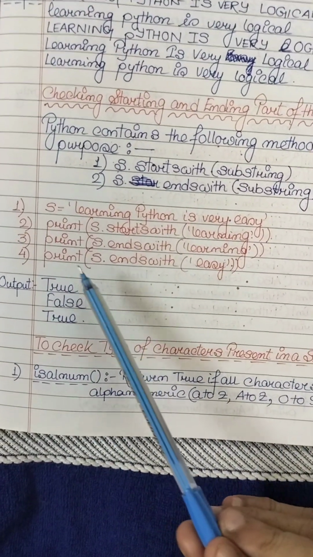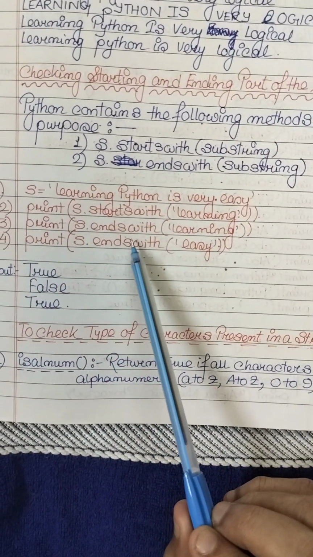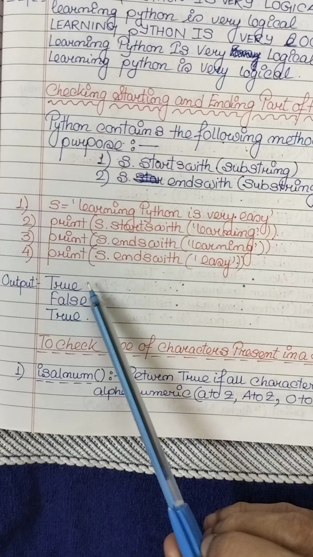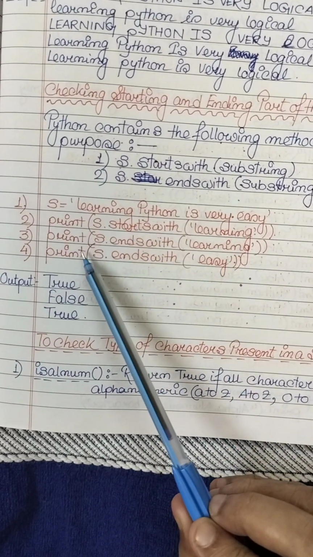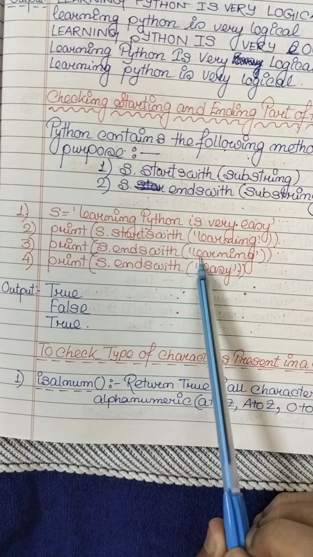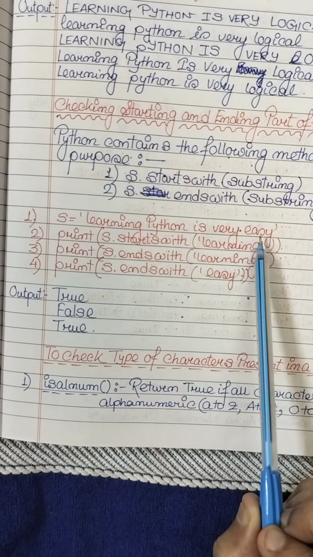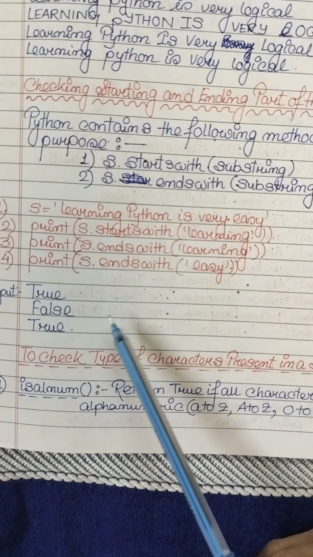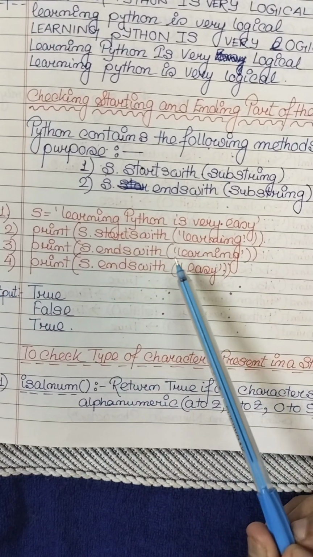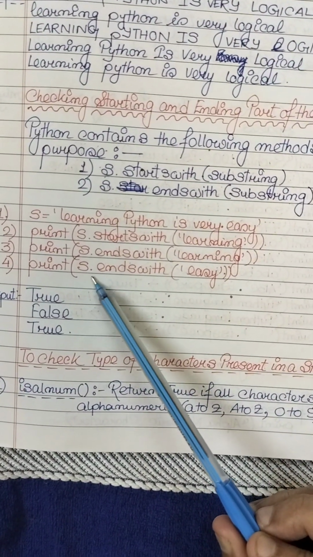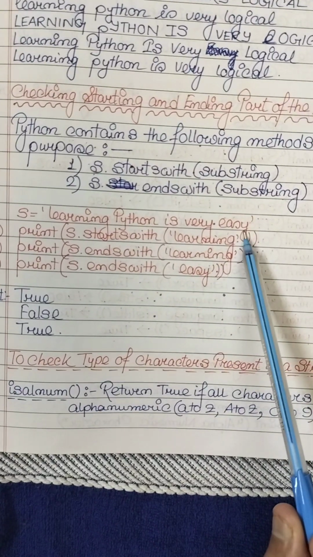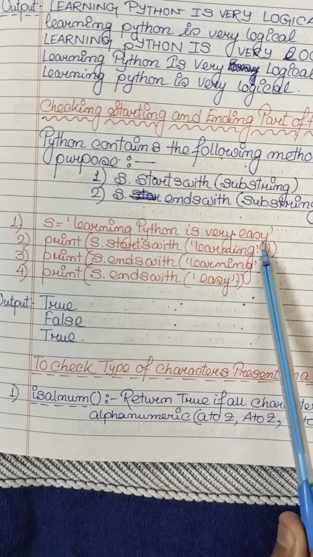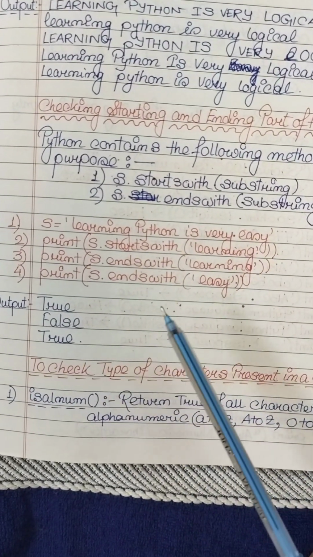Print s.startswith("learning"), and the answer will be true because it starts with learning. Print s.endswith("learning"). In the end, is there any learning string? No, it is easy, so it will be false. And in the third example, print s.endswith("easy"). Yes, there is an easy string at the end of "learning Python is very easy", and this is true.